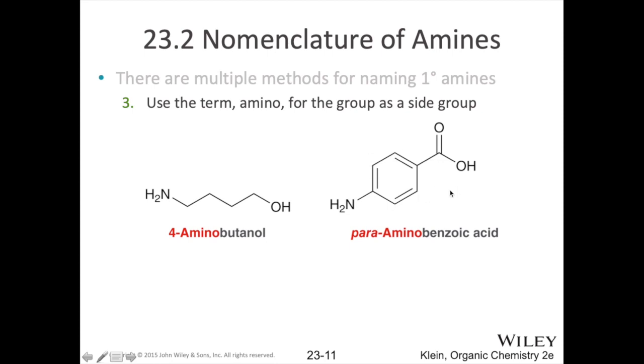Likewise here we have a benzoic acid, and that amine group is para to that carboxylic acid group. So you could also call this 4-aminobenzoic acid, right? Because if you use a numbering system, that's 1, 2, 3, 4.